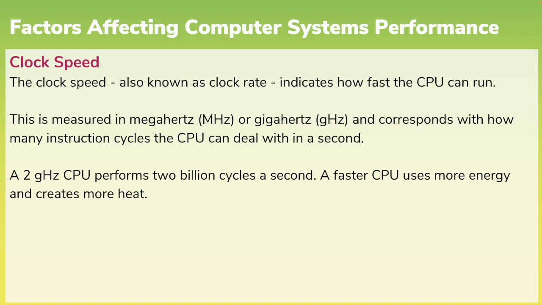The clock speed, also known as the clock rate, indicates how fast the CPU can run. This is measured in megahertz or gigahertz and corresponds with how many instruction cycles the CPU can deal with in a second. A 2 GHz CPU performs 2 billion cycles a second. A computer will normally have a maximum clock speed set by default, but it is possible to change this by editing the computer's BIOS. Some people increase a CPU clock speed to try to make their computer run faster.